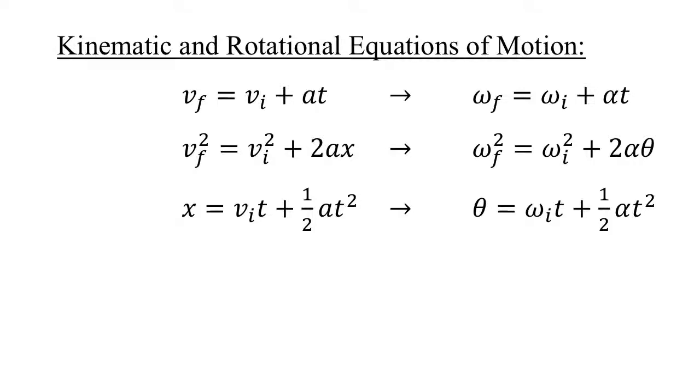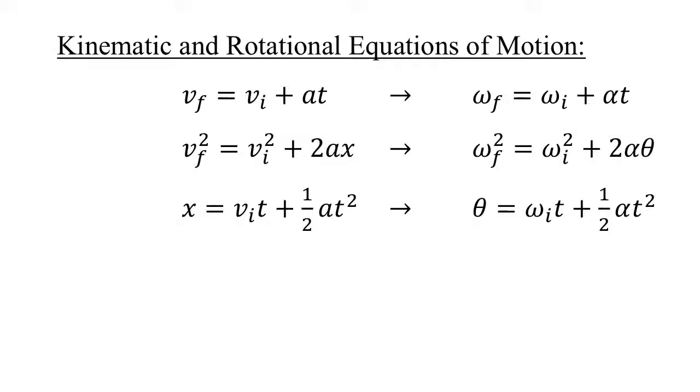Notice they're absolutely identical, but wherever there's a V, there's now an omega. Wherever there was an X over here, there's now a theta. Time is time no matter what, so T is still T in both equations. These are different, though. Wherever there's A for acceleration, there's now alpha. It looks very similar, but see the difference at the top of it? So this alpha is in place of this A, and this theta is in place of this X.